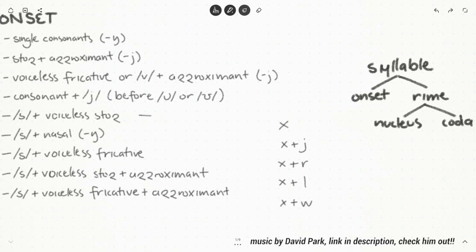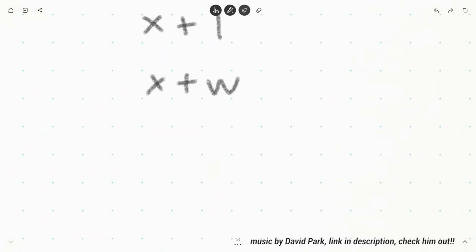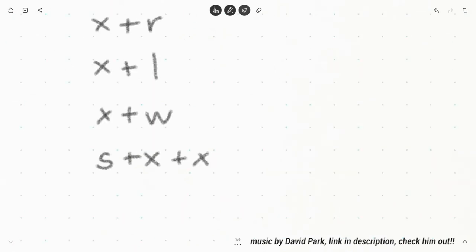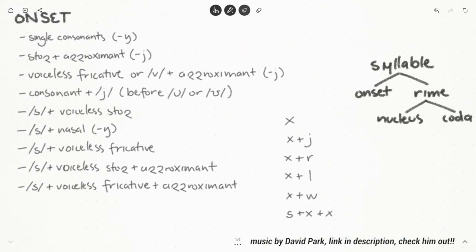And then the final section is just sa plus stuff, because sa is so widely used and widely versatile in English. So you could do anything. You could even have sa plus two things, right? So basically, this is what it boils down to. So this is basically what we have to account for, right?